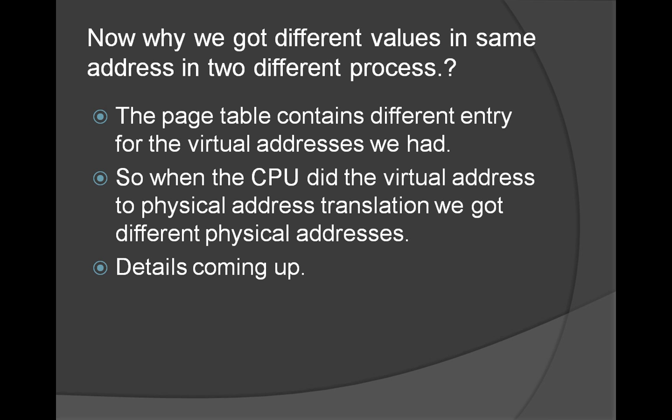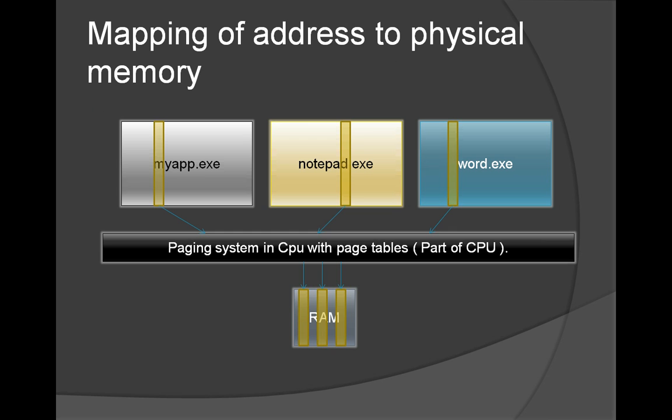Why did we get two different values at the same address in two different processes? The very quick answer is that the paging subsystem inside the CPU is resolving that address to different physical addresses. So this is a very simple picture of address spaces. We have myapp.exe, notepad.exe, and the Word which we have seen.